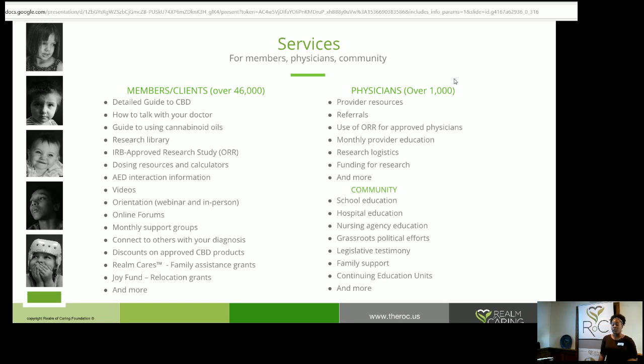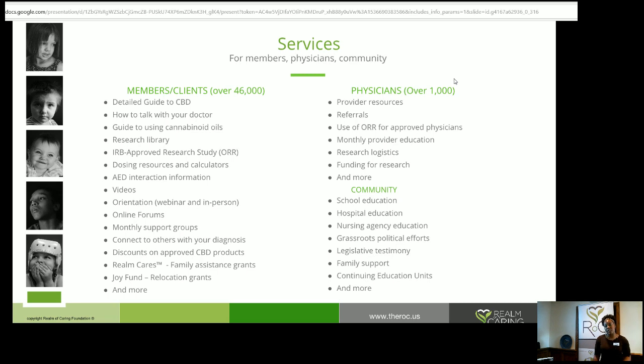We also have RoC Cares, which is a financial assistance program, and Joy Fund is a relocation program. To access these assistance programs, you will have to be a client, but those resources are provided for you in your client account.